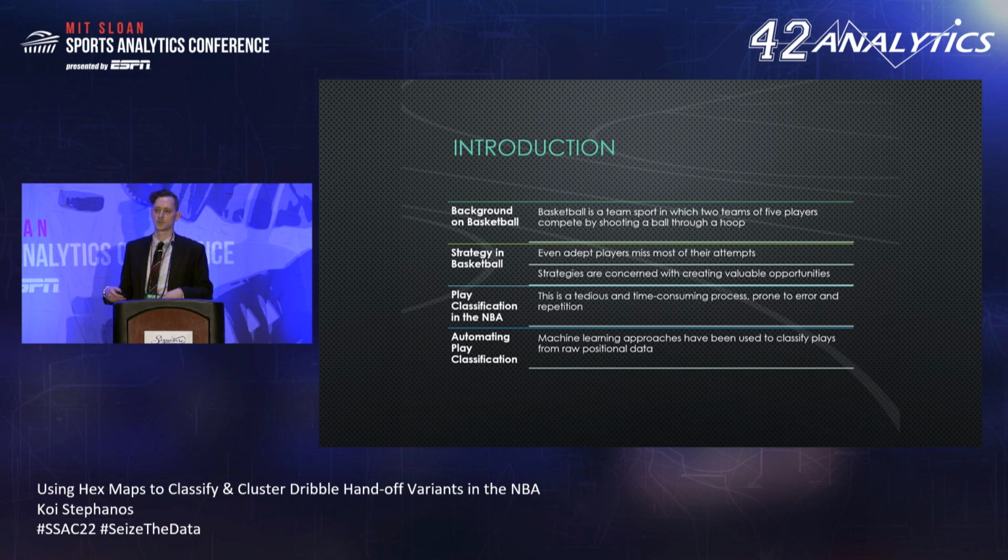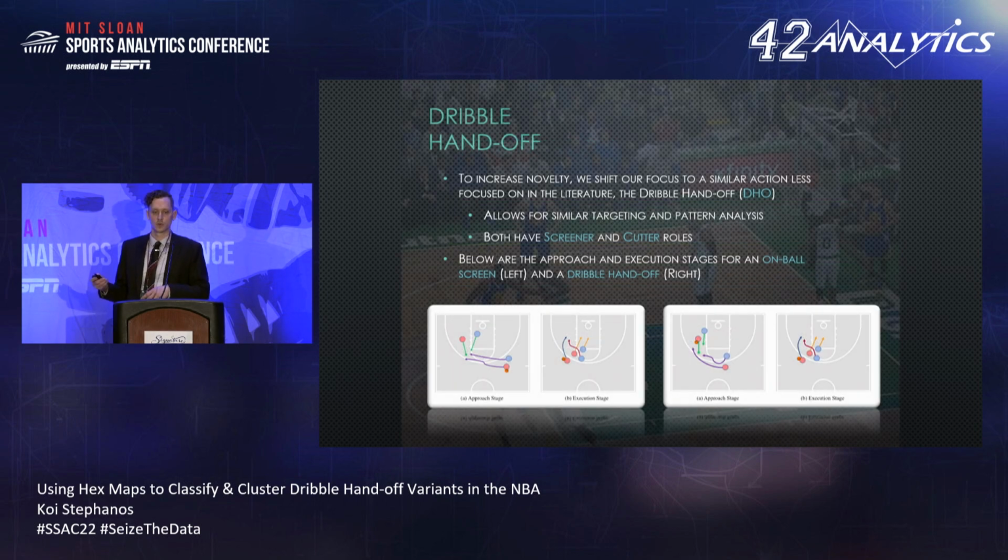So we set out to try to build an automated pipeline that is capable of detecting, pulling out the things that we care about, and then learning in a bottom-up, unbiased approach what the emerging patterns within those data sets are. So in particular, we looked at dribble handoffs. Now, much of the existing research focuses on a similar on-ball action, the on-ball screen, commonly referred to as a pick and roll, which is actually one of its more frequently used variants.